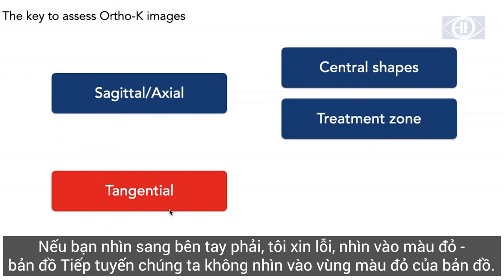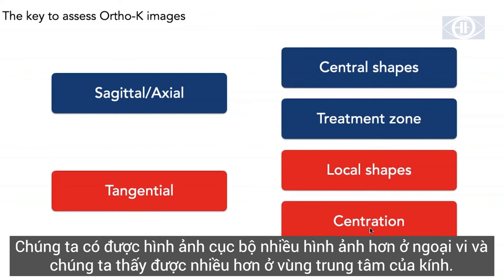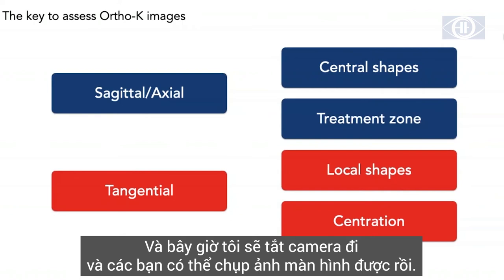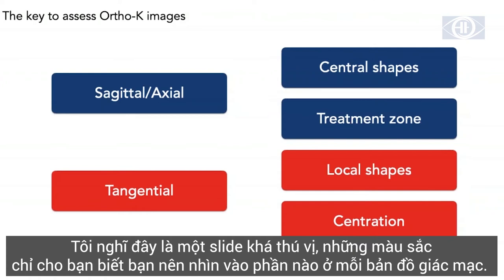If we look to the right, at the tangential map, we're going to look at the red part of the image. So we're going to look at local shapes, more in the periphery, and we look more for the centration of the lens. And let me shut down my camera so you can make a good print screen of this, because I think it's quite an interesting slide. The colors already tell you where you have to look in each topo map.